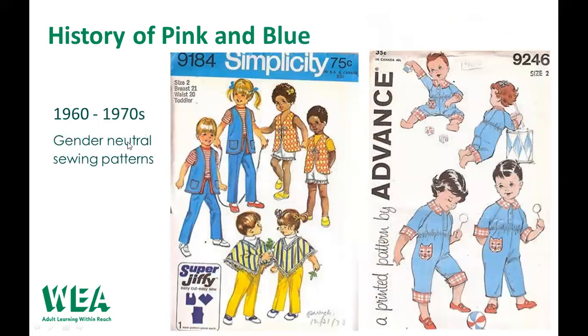So if we move forward to the 1960s and 1970s, I don't know whether some of you here remember these type of patterns? Because I remember as a child, my mum used to make a lot of our clothes because we couldn't really afford to go and buy clothes, and also it wasn't the availability of clothes that we find these days in places like Primark or Next. And so these are examples of some patterns, and you see these gender neutral romper suits.